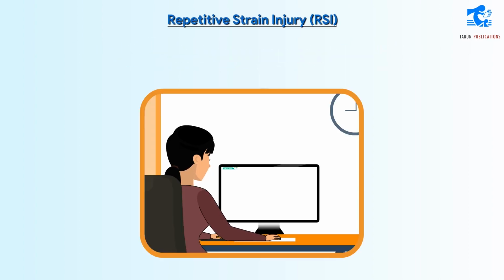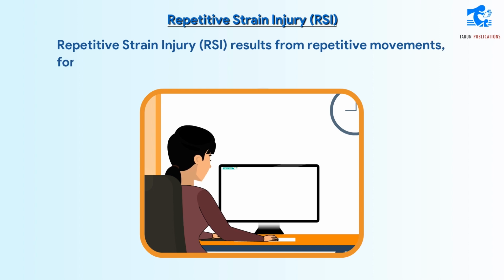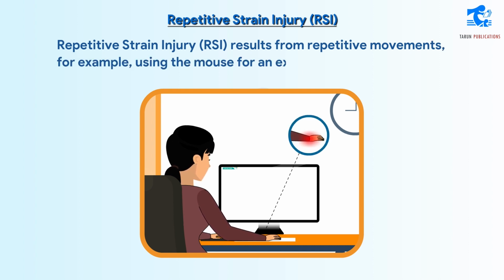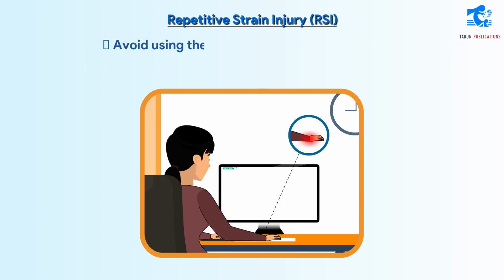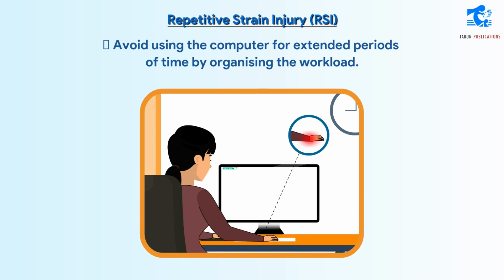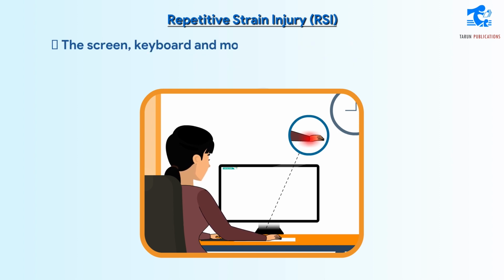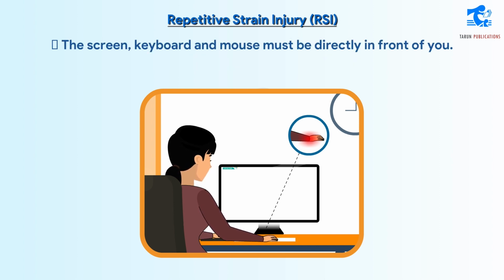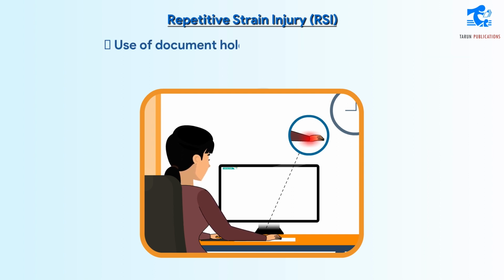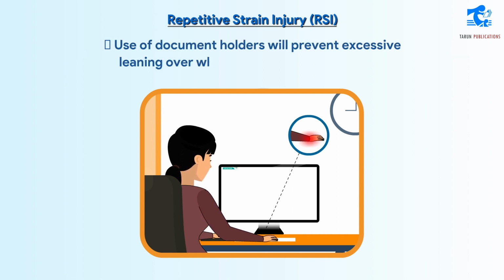Repetitive strain injury, RSI. Repetitive strain injury, RSI, results from repetitive movements, for example, using the mouse for an extended period of time. The following tips are helpful in avoiding RSI. Avoid using the computer for extended periods of time by organizing the workload. The screen, keyboard, and mouse must be directly in front of you. Use of document holders will prevent excessive leaning over while looking at the paperwork.